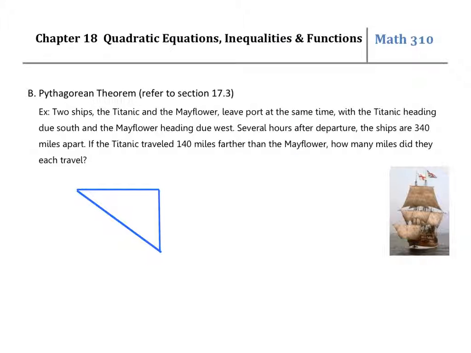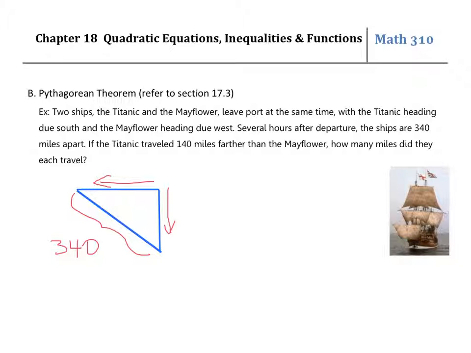In this problem, you have two ships leaving port at the same time. One heads south and the other heads west. Several hours after departure, the ships are 340 miles apart. So that distance that they're apart is 340 miles. If the Titanic traveled 140 miles farther than the Mayflower, how many miles did they each travel?